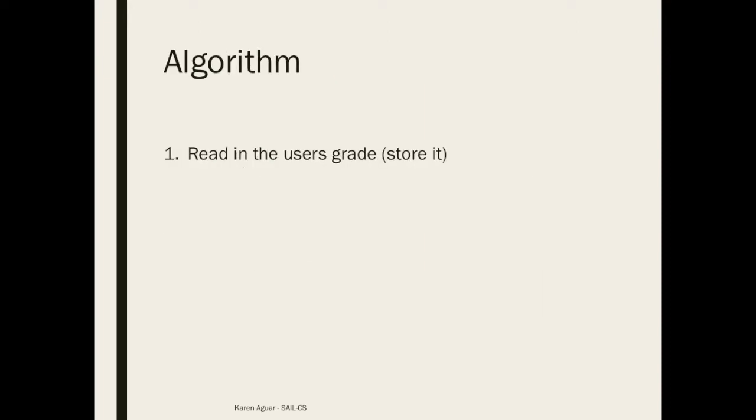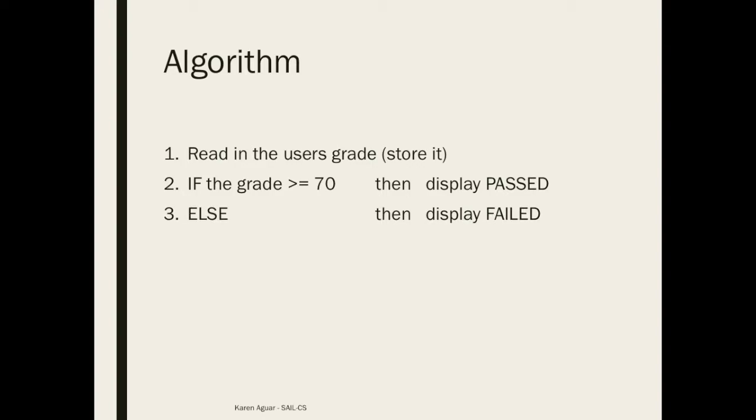Well, first we would want to read in the user's grade and store it in an int variable. But then what? You would want to do something along the lines of checking to see if the grade was greater than or equal to 70. If so, then we want to say pass. Otherwise, we would want to display failed. So if the grade was anything below 70, display fail. How would we do this?